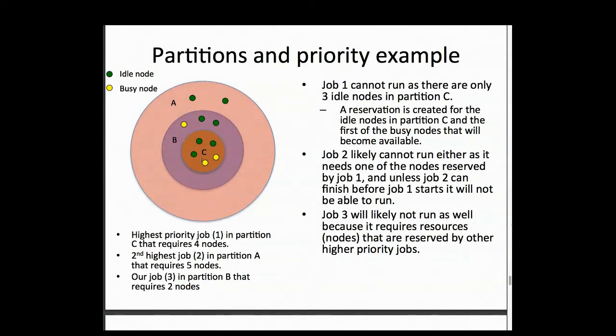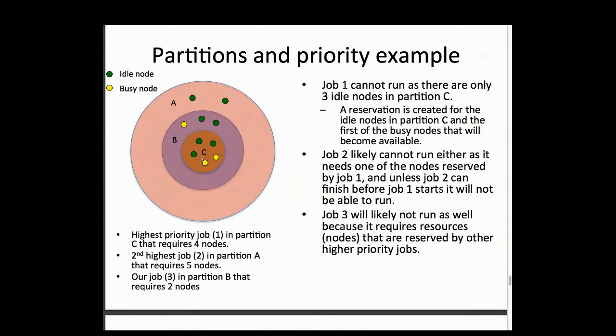And if our job in partition B, which is the lowest priority job here, requires 2 nodes, and if its wall time is too long, and we've already reserved some of the nodes for the second highest priority job or the first highest priority job, it won't run either. So in such a situation, you can have 3 nodes on a cluster. The cluster is quite empty, but none of these 3 nodes will run. So none of these 3 jobs will run.